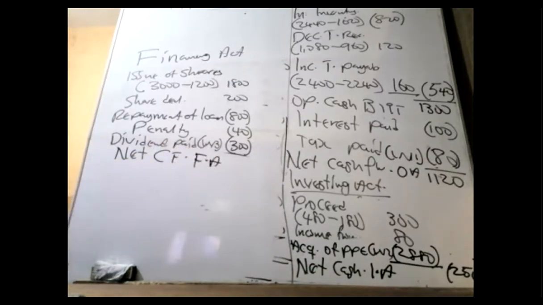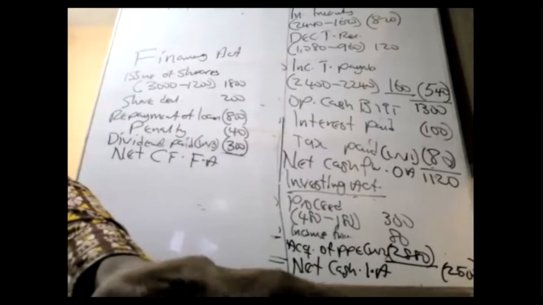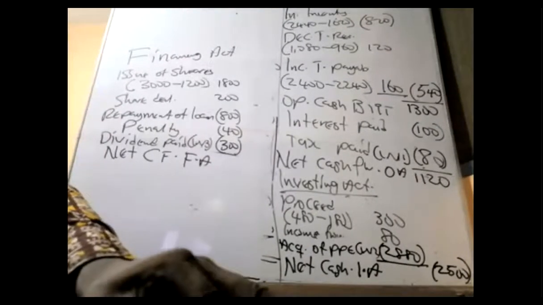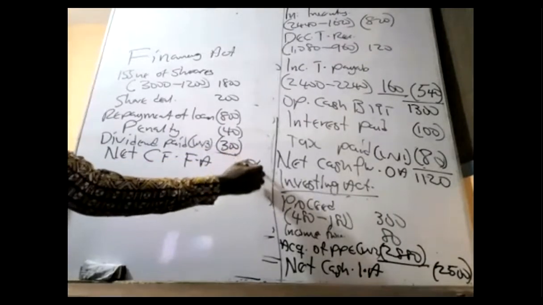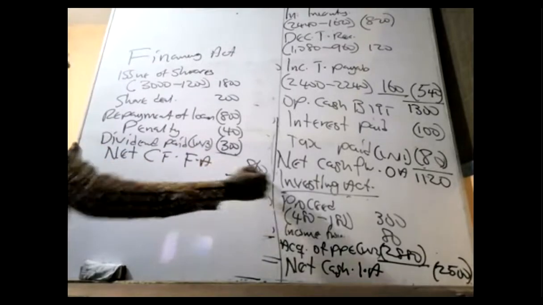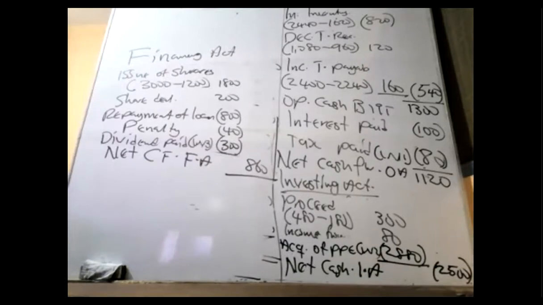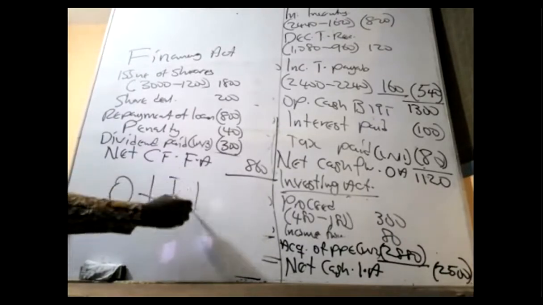Now subtracting it, 860, right? 860. Okay, so if it is 860, can you put it here? 860 negative or positive? That should be positive, right? Okay, so that's all. Now you underline it like this, and you're supposed to add these 3 figures: the net from operating, plus net from investing, plus net from financing.